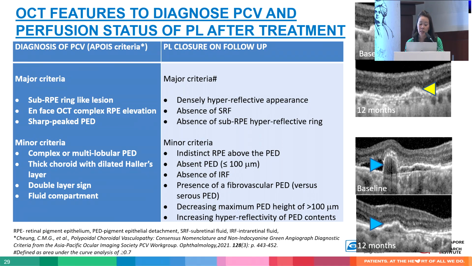Minor criteria include the distinct RPE above the PED, the absent PED, absence of IRF, presence of fibrovascular PED, and a decreasing maximum PED height and increasing hyperreflectivity of PED contents.